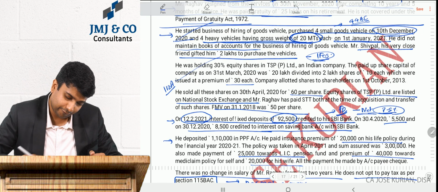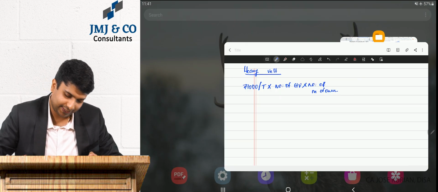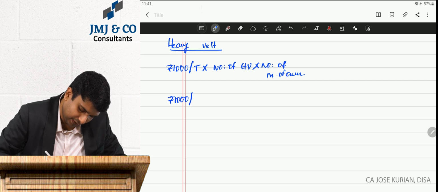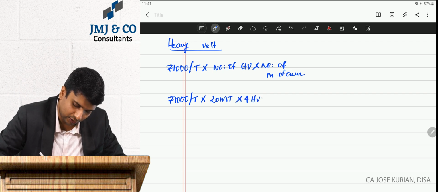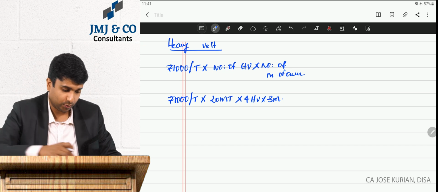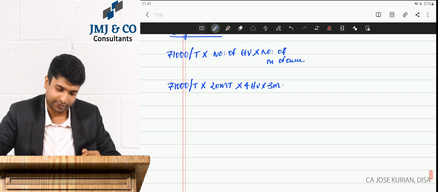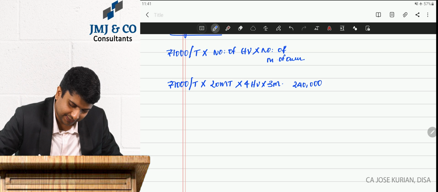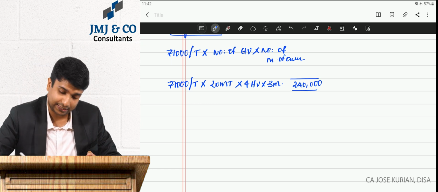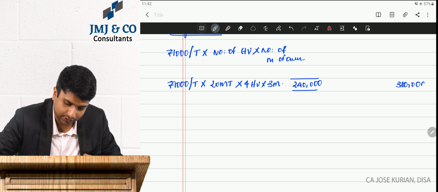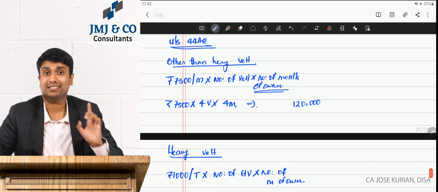And friends, here there are 4 heavy vehicles having 20 metric ton capacity, and it is purchased on 1st January. So it is pretty simple. Rupees 1,000 per ton into 20 metric tons into how many vehicles? 4 heavy vehicles into 3 months. Alright, so the sum would be 1,000 into 20 metric ton into 4 vehicles into 3 months. It would be 2,40,000. So friends, now the business income in total would be 2,40,000 plus 1,20,000, that is 3,60,000 is the total business income taxable here. 3,60,000 is the total business income that would be taxable under 44AE as per the provisions of 44AE. I hope this is clear.